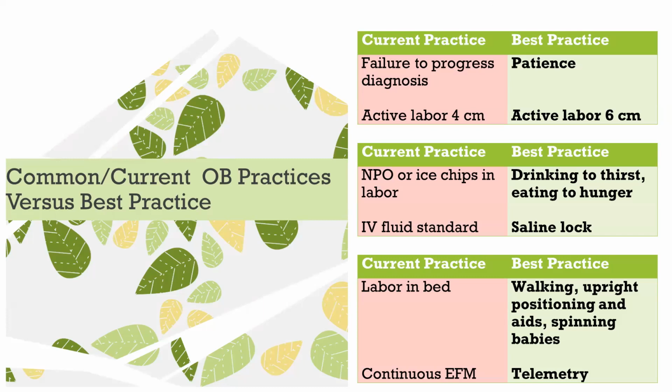So one of the things that we see is our current practice of our failure to progress diagnosis. In fact, in the readings that I was doing, that's the number one reason for our primary cesarean sections nowadays. And we're going to look at what the evidence is and what the best practice is when we are determining if somebody is not progressing in their labor.